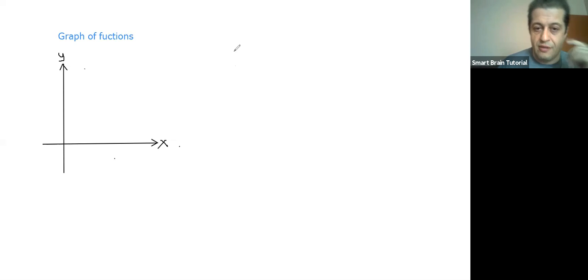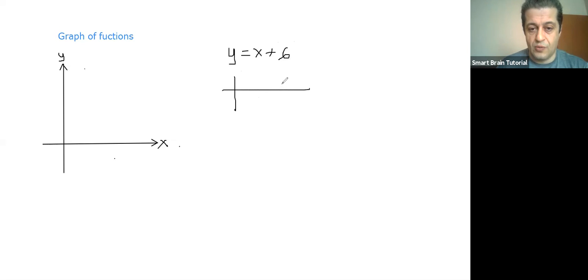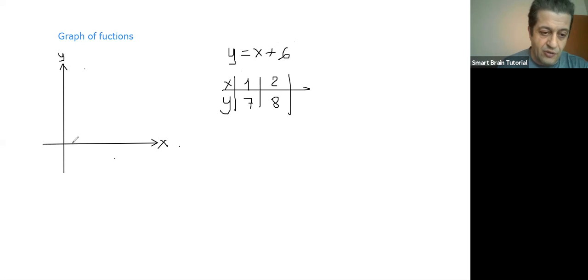If we take the function that I said before, y is equal to x plus 6, and we have the two values we obtained before. So we have the values of x and y. I said before that if x is 1, y is 7. If x is 2, y is 8. So I can write the points here.